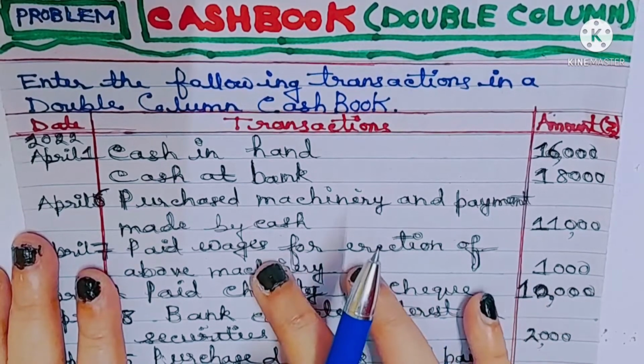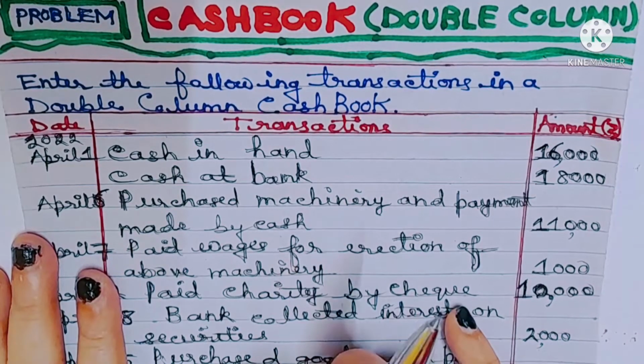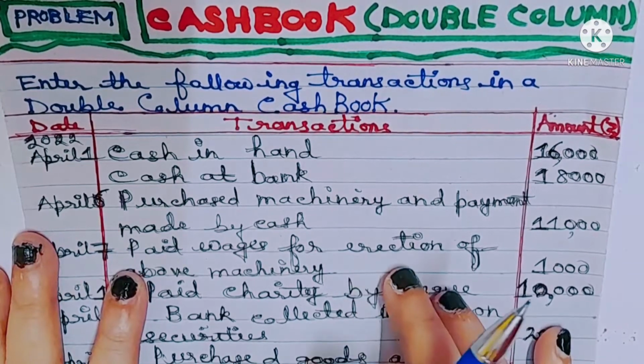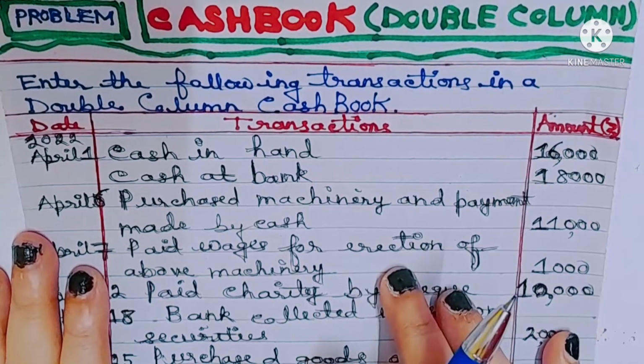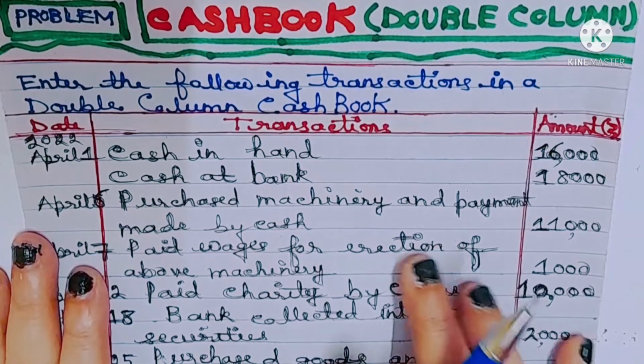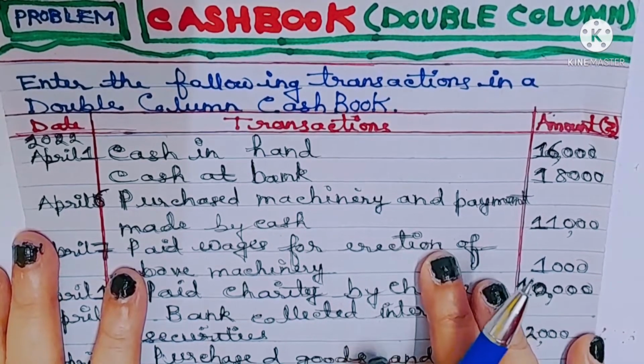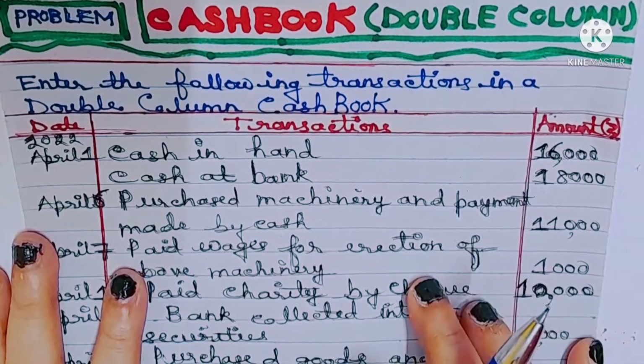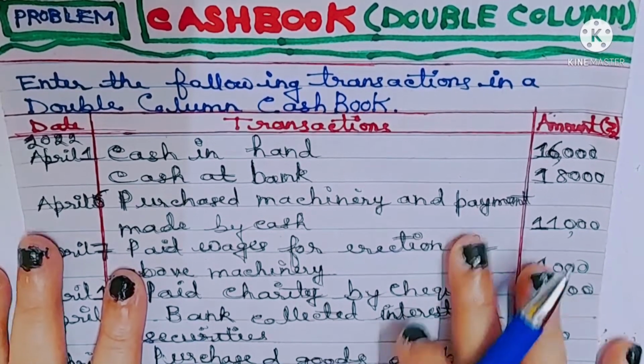So that is the reason this is a capital expenditure. Okay. So what is the position of cash account? Since cash account is on the credit side, machinery account will also be on the credit side. So we'll have to write by machinery account in the cash book on the credit side in the cash column 1,000. Okay. So let's write.